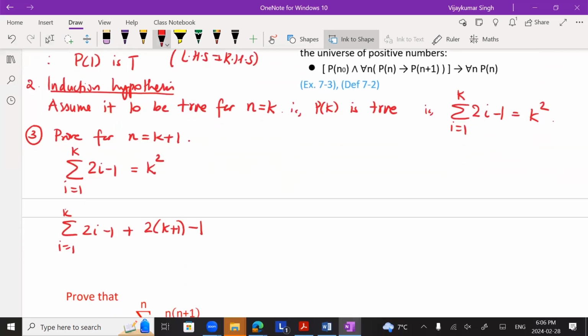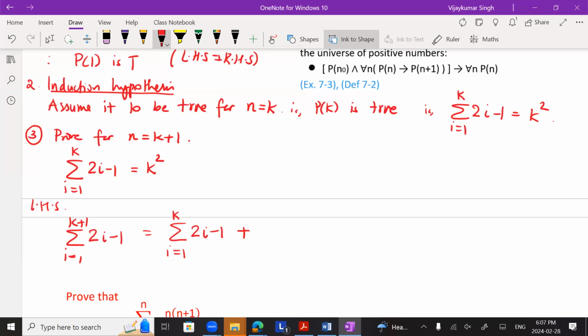If you don't like this, you can see the following. Let's look at the summation i going from 1 to k plus 1 of 2i minus 1. Is that okay? In that case, we'll start with the LHS and go to the RHS. Now, what we'll do is try to recycle what we have gotten earlier. So i goes to k, and then what is the k plus 1 term? When I put k plus 1, I get 2 times k plus 1 minus 1. Do you agree?